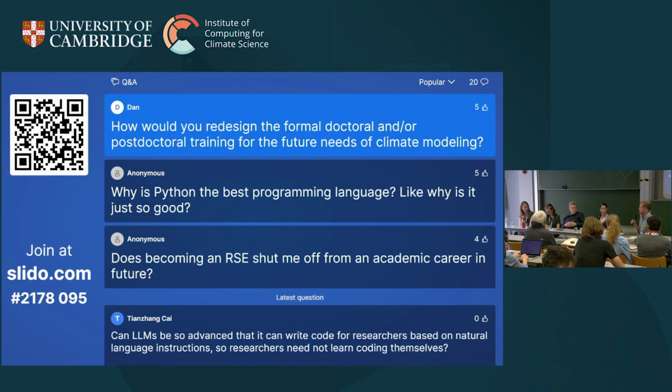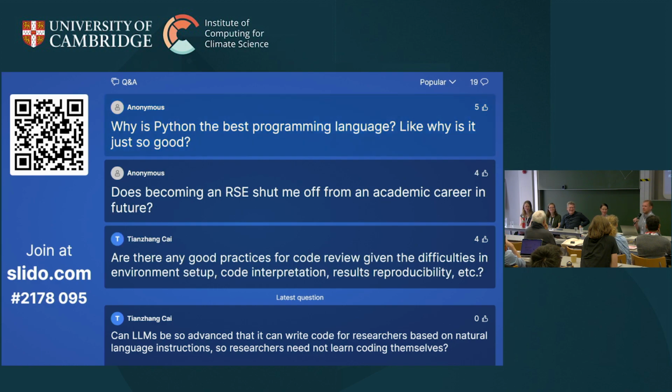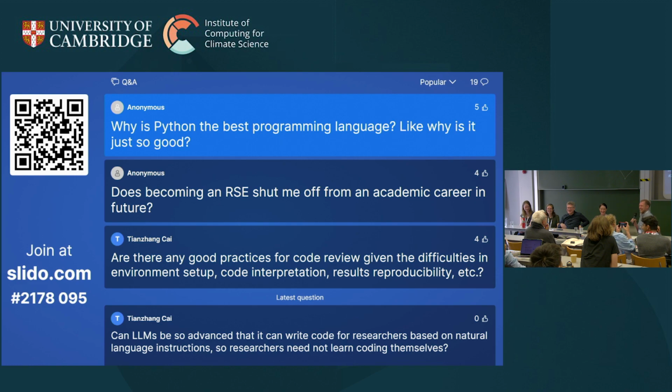Fantastic. Sorry, I wasn't laughing at your answer, I was laughing at the next question, which we have to ask. Why is Python the best programming language? Like, why is it just so good? I'm going to look around the room and guess that Dom asked that question. No? Okay. Oh, no, sorry, I thought it said Fortran. Yeah, okay.